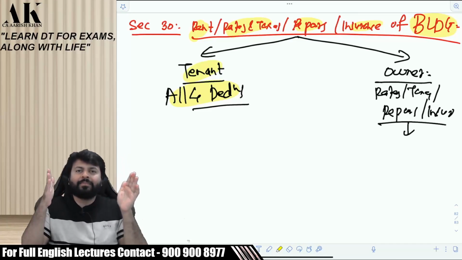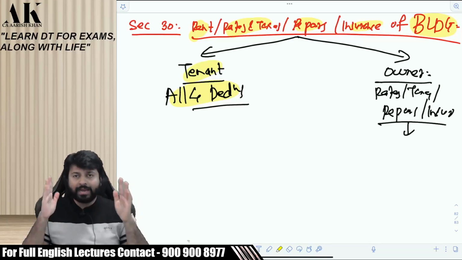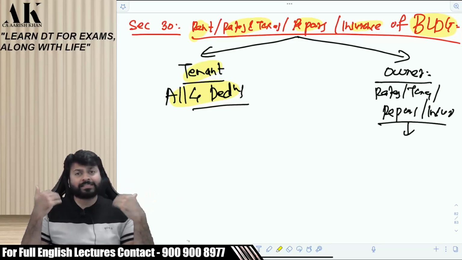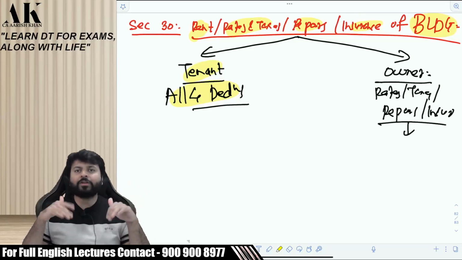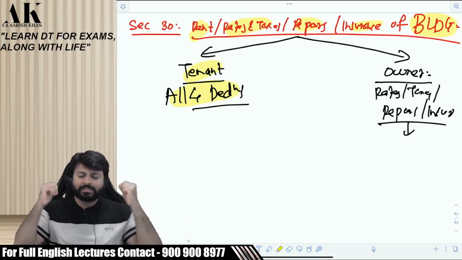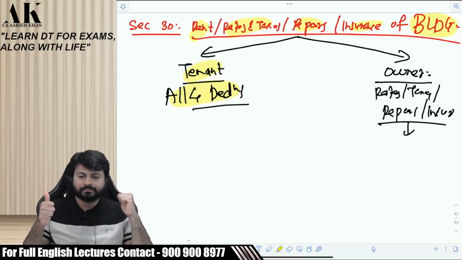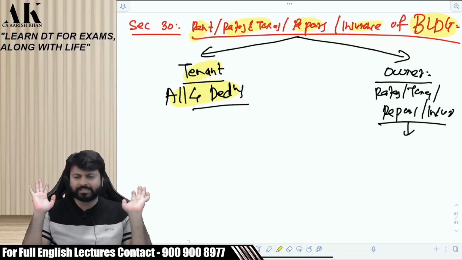Suppose I am doing my business in a building which I myself own. I cannot give rent to myself. Yes, I can repair my building. I can pay insurance for my building. I can pay taxes for my building, right? Yes, if you have taken that building on rent, then you can pay rent also. You can do repairs also. You can pay insurance premium also. Is everyone clear with this?